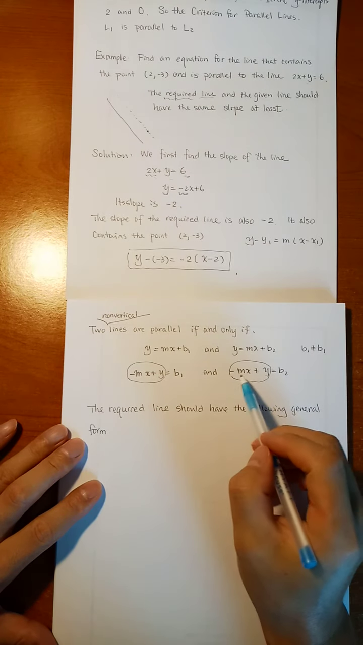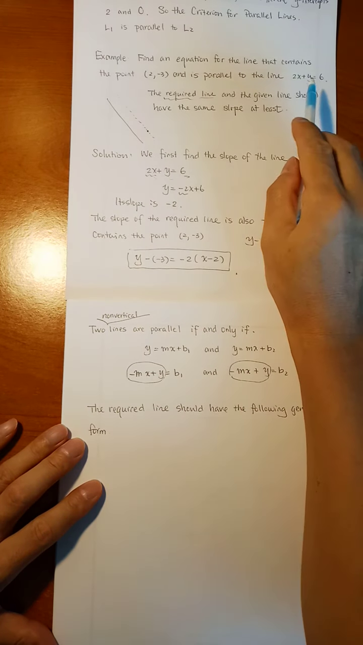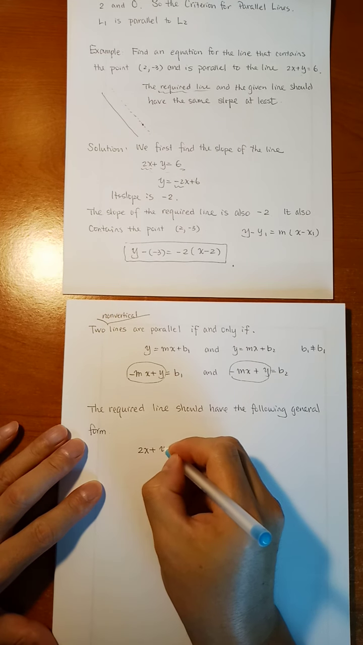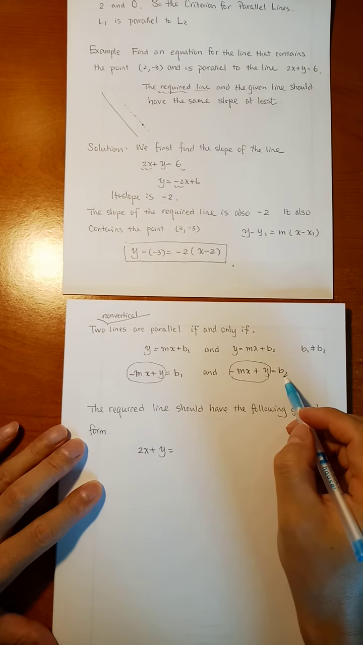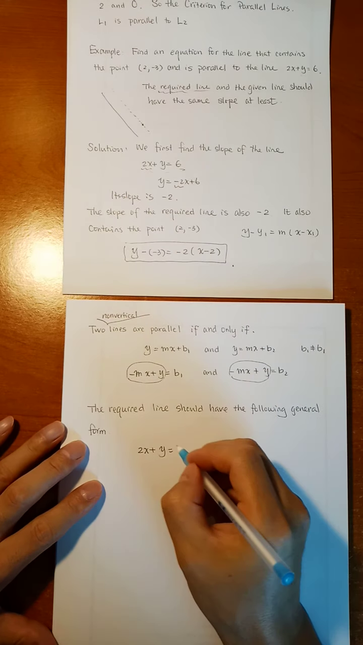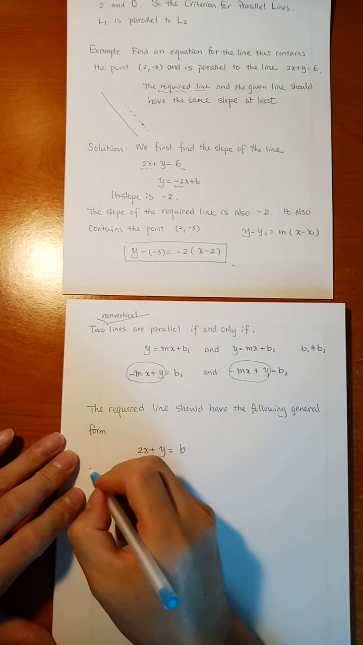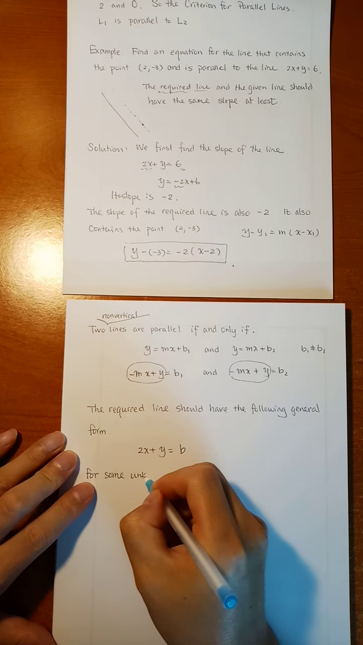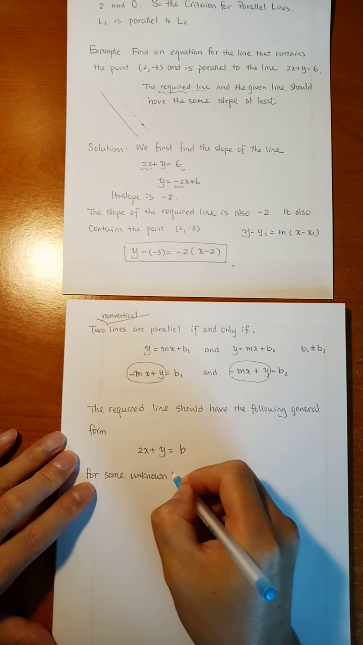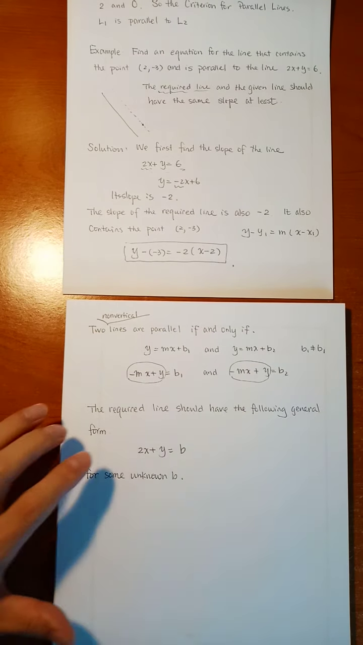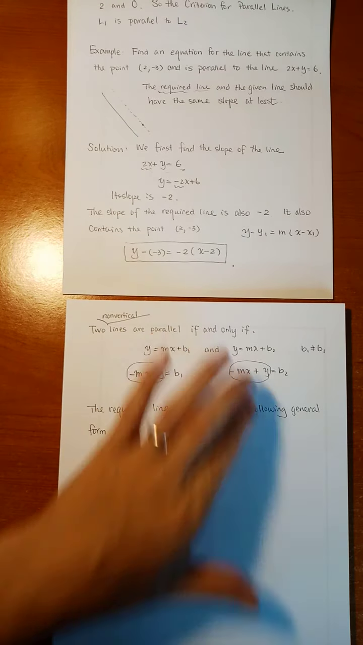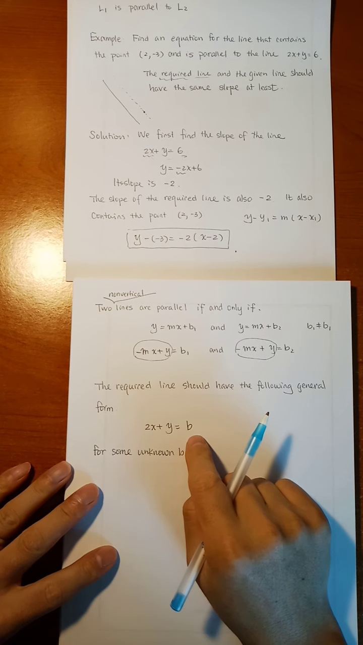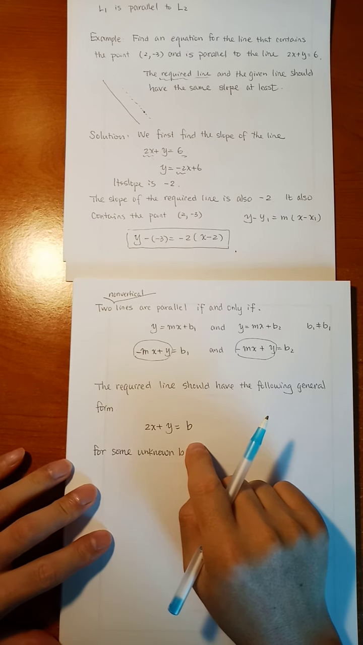What is the general form? It has the same left-hand side as the given line, so it's 2x plus y. It should have a different right side, which so far we don't know. We put b here for some unknown b. It should have this form because it is parallel to the other line. Now our problem is to determine this b. What is this b?